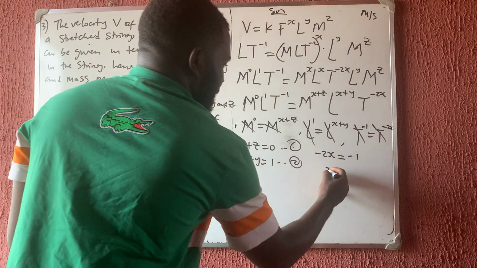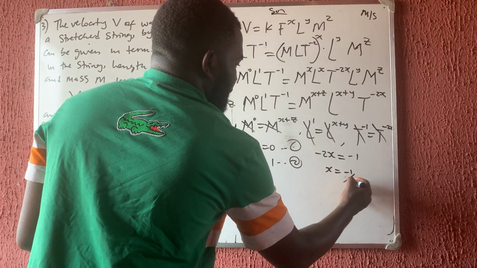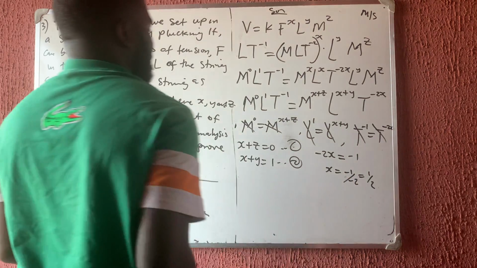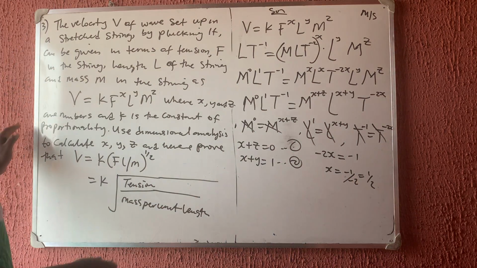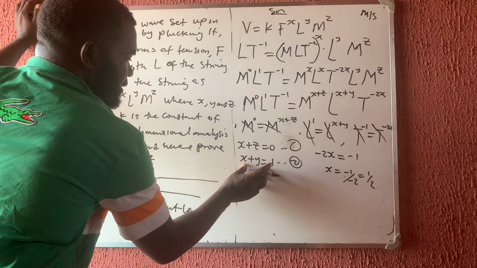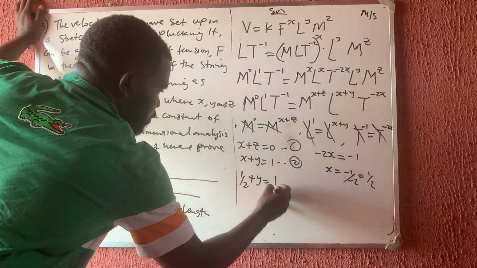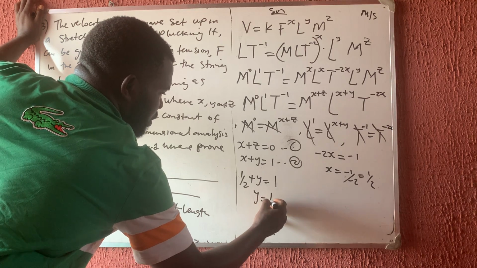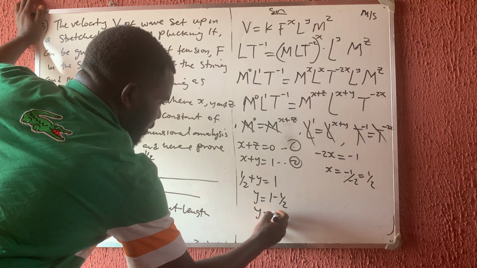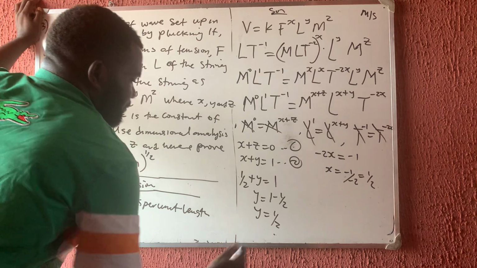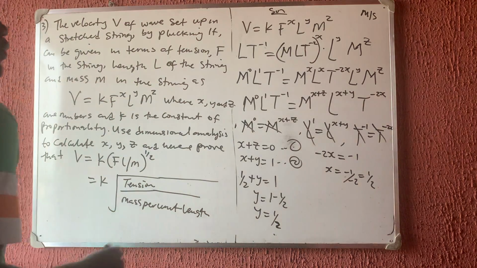So you will now see that x will now be equal to minus 1 divided by minus 2, which is 1 over 2. So if x is equal to 1 over 2, to get my y is very simple. I can put it here to see that 1 over 2 plus y is equal to 1. So therefore my y will now be 1 minus half, and 1 minus half is still half. Okay, so my x is equal to my y.